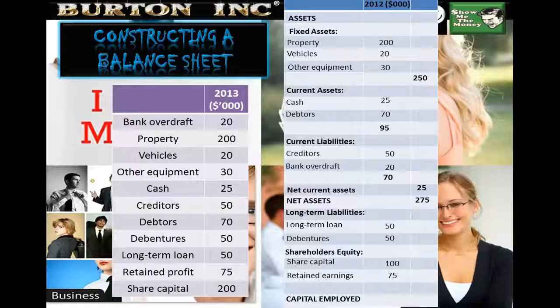275. Long-term liabilities, we'll sum those. 50 plus 50, 100. Shareholders' equity, we're going to sum these two things underneath there. Share capital and retained earnings, 175. And if we add up our long-term liabilities and our shareholders' equity, we've got our capital employed, 275, and funnily enough, capital employed balances with net assets. Our balance sheet works.